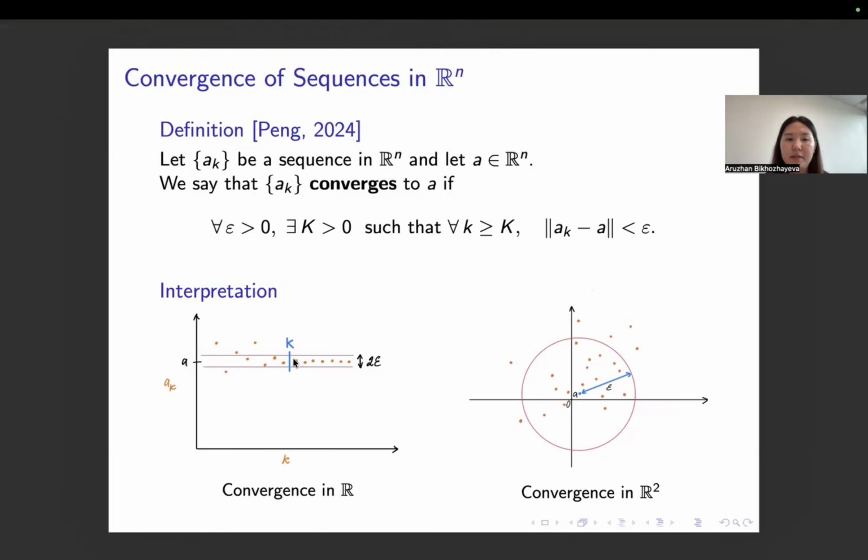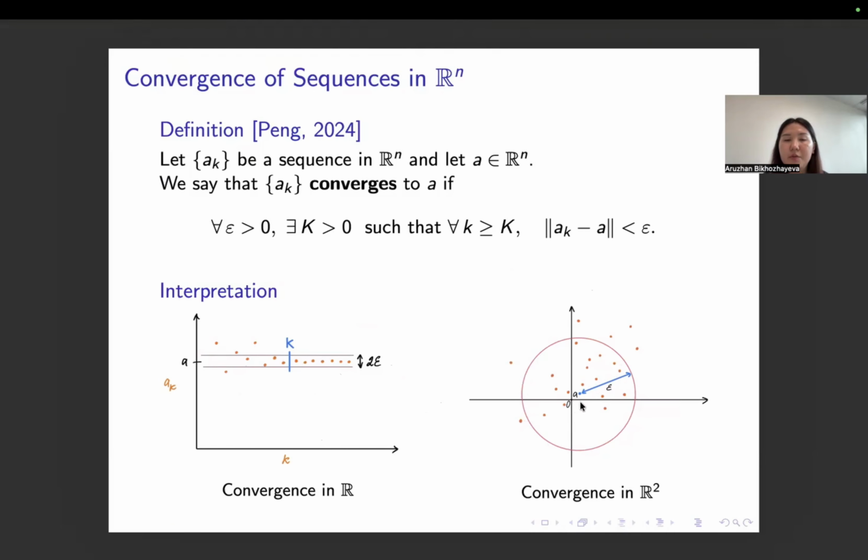First, I want you to look at the interpretation part. In order to understand the convergence of sequences in Rn, we can simply refer to R and R square dimensions that we are familiar with very well. So suppose we have a sequence of points AK that's randomly located in both of our graphs. And suppose there is another point A.